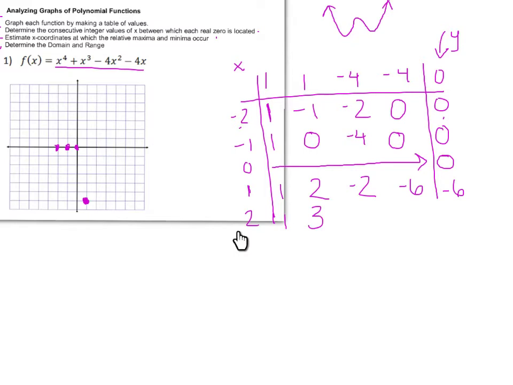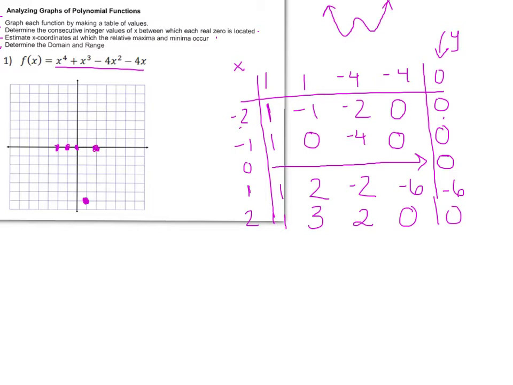3 times 2 is 6, plus negative 4. Negative 4 plus 6 is 2. 2 times 2 is 4, plus negative 4 is 0. 0 times 2 is 0, plus 0 is 0, so we have the point 2, 0 as well.